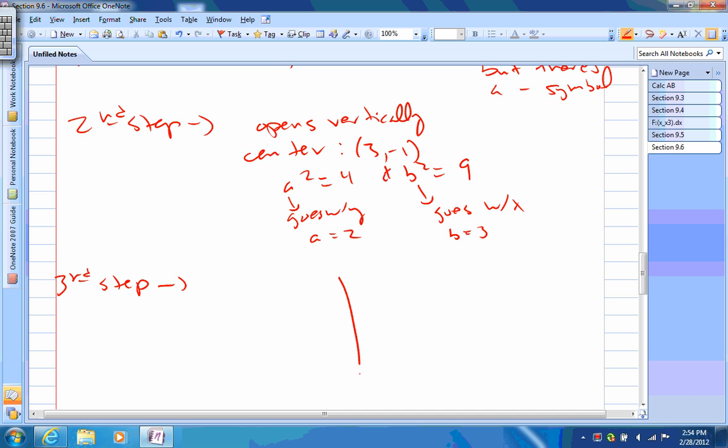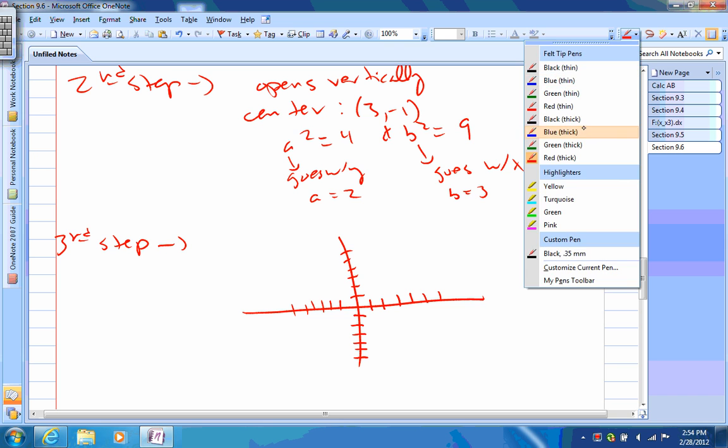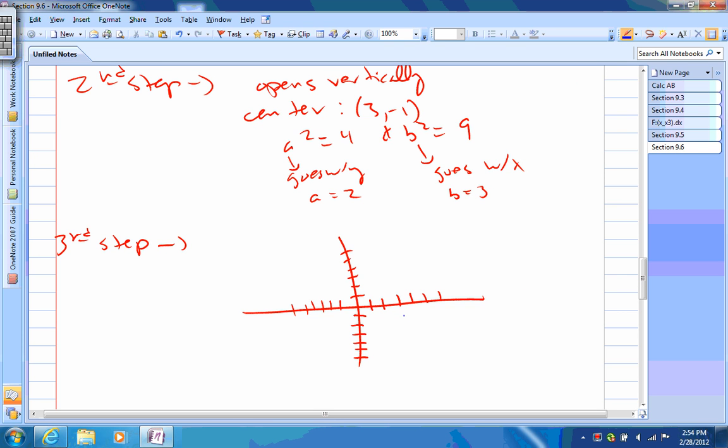Third step, we graph it. So center's at 3, -1. So let's see here. 6, 6, 6. Should be enough tick marks. So 3, -1. Here's the center.